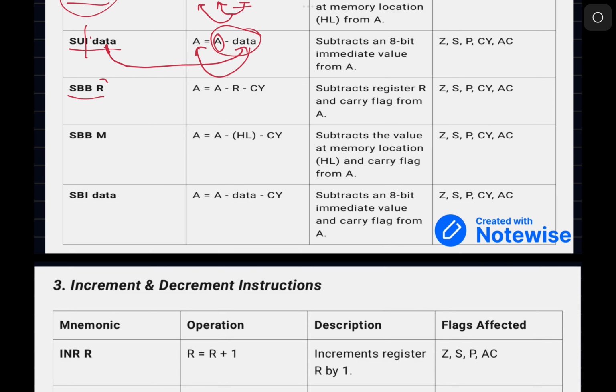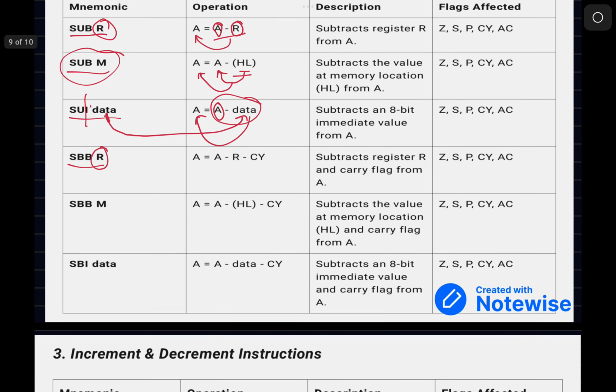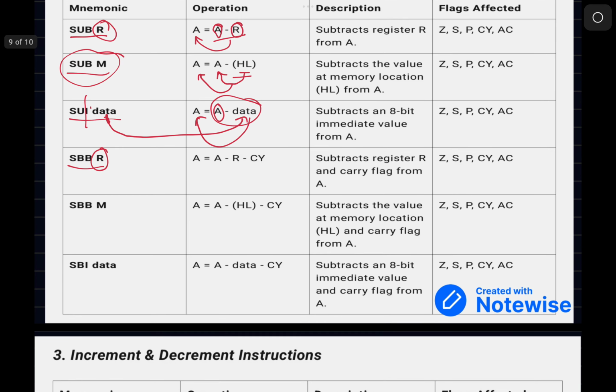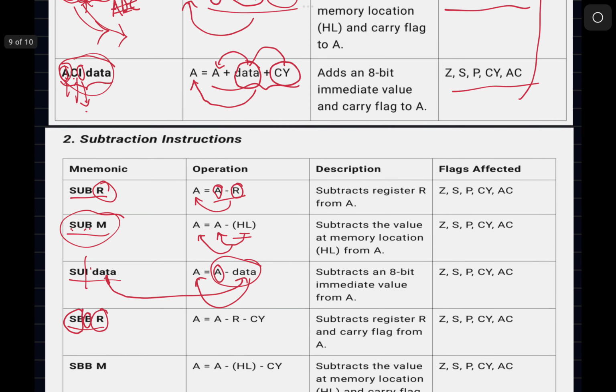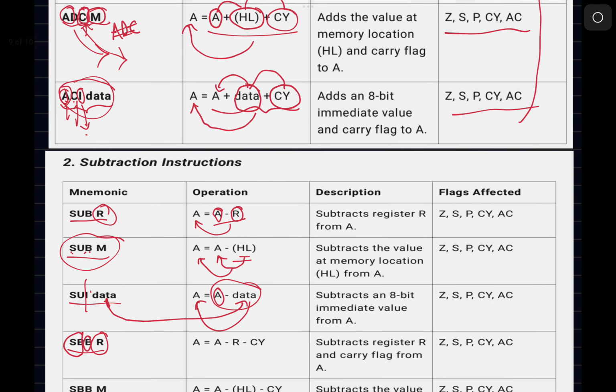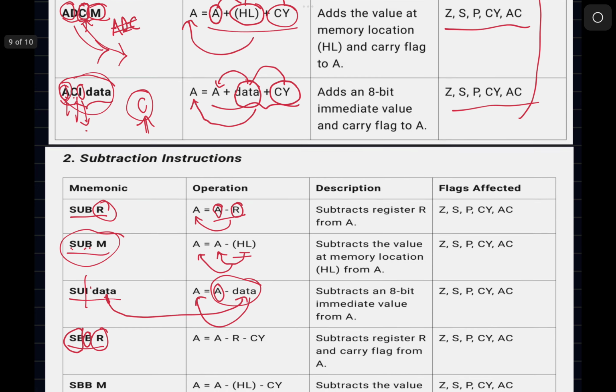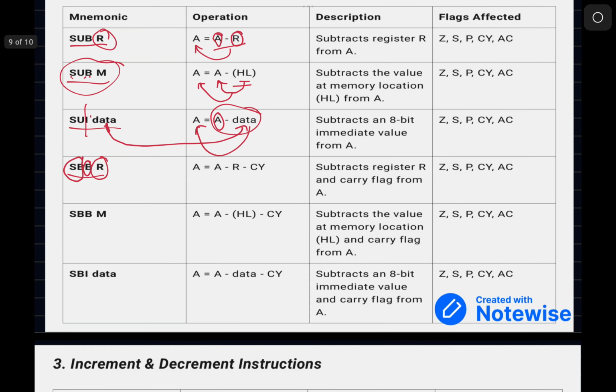SBB, subtract R. SBB means SUB or SB means subtraction, right? So if there is an additional B, like in the addition instruction, if there's C, right? If there's C, it means that carry is involved, right? Carry, we should take care of the carry.